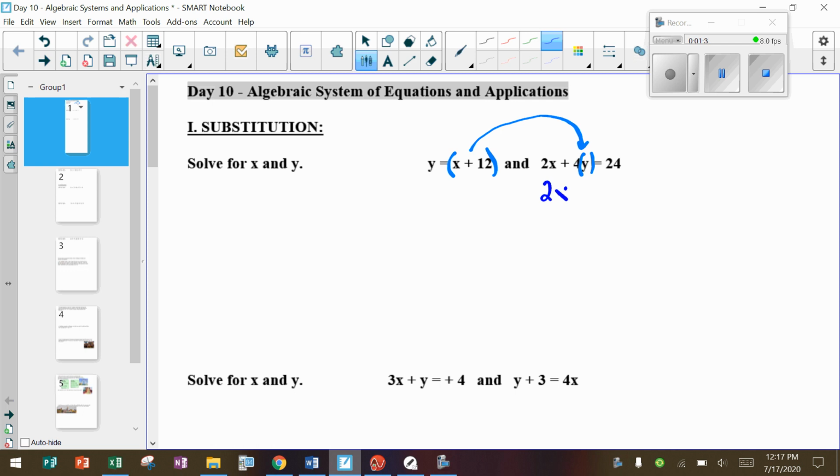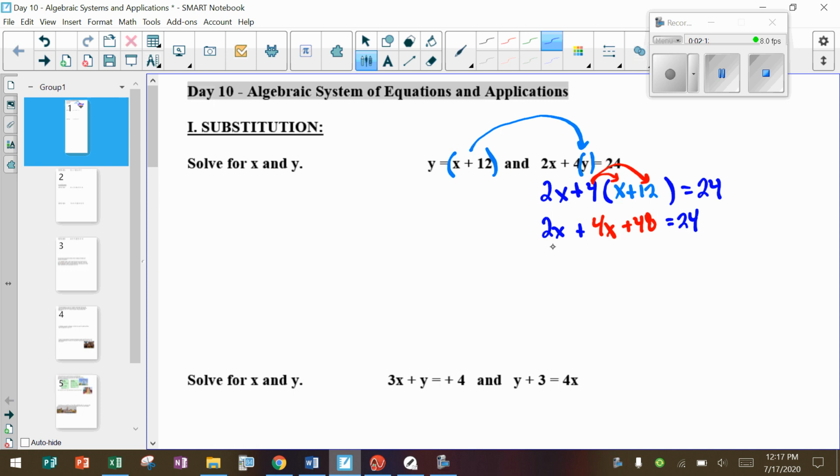So the 2x stays a 2x. And this is 4 times y, so I keep the 4. And in parentheses, in place of the y, is where I'm going to put in the x plus 12. Everything else around it stays the same. Now that I have one equation with all the same letter, I can just go ahead and solve. I'm going to solve by first distributing the 4 into the parentheses. 4 times x, and using my calculator, 4 times 12. Everything else stays the way it was.